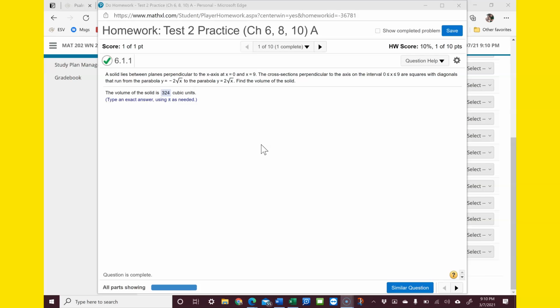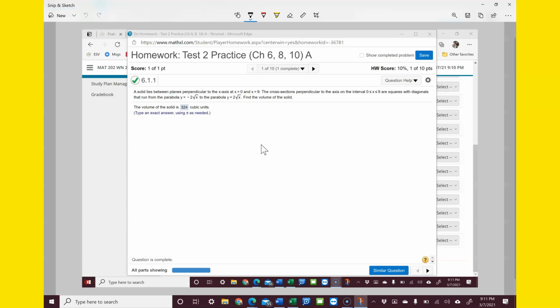Beginning with number 1. A solid lies between planes perpendicular to the x-axis at 0 and 9. The cross sections perpendicular to the axis on the interval 0 to 9 are squares with diagonals that run from the parabola y equals negative 2 root x to the parabola positive 2 root x. Find the volume of the solid.